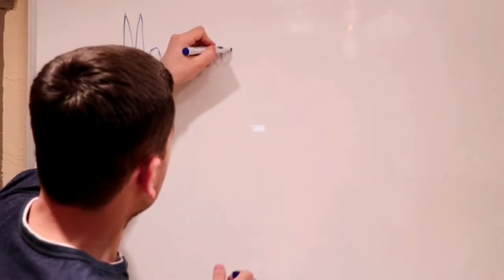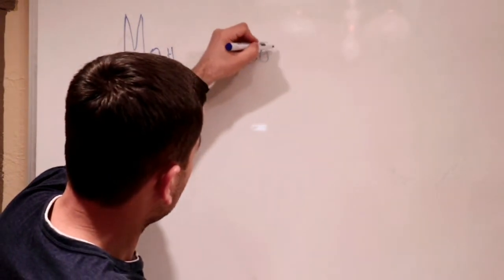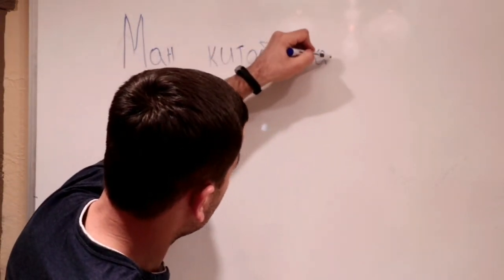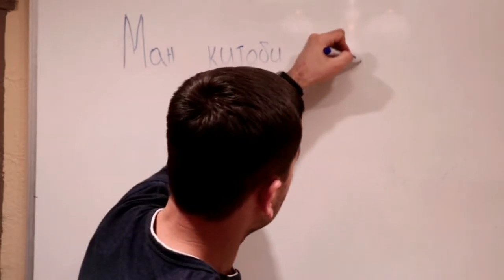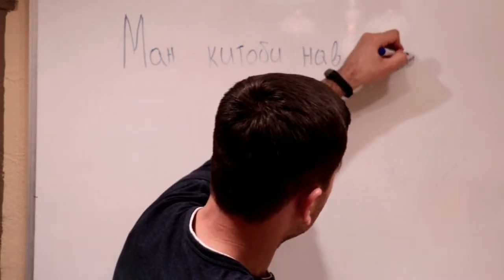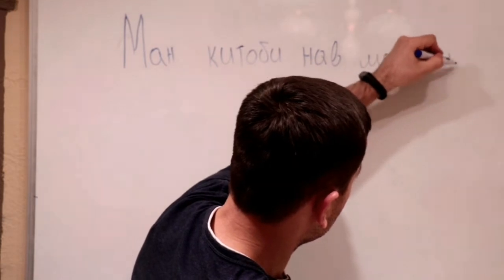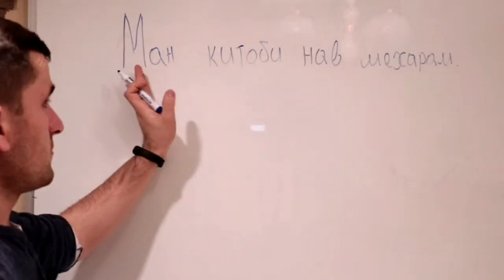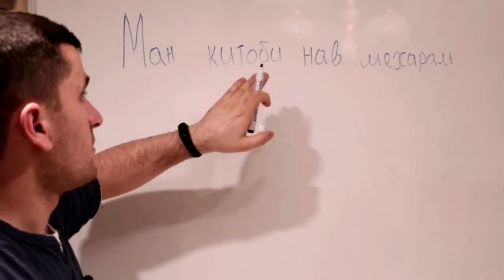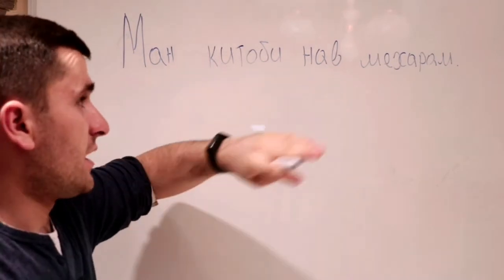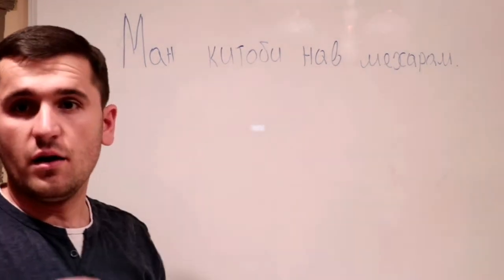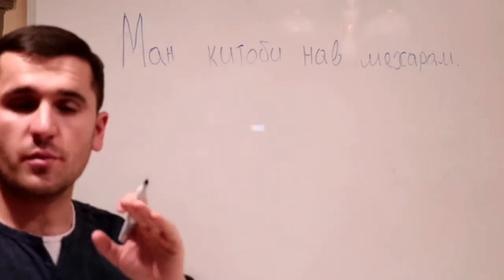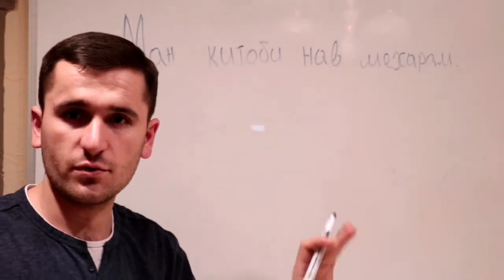For example, how do I say it? Man kitobi nav mecharam. So you see, for example, pronoun, then noun, then adjective, then verb. Actually, in Tajik language, we put the verb in the end, as I told you.